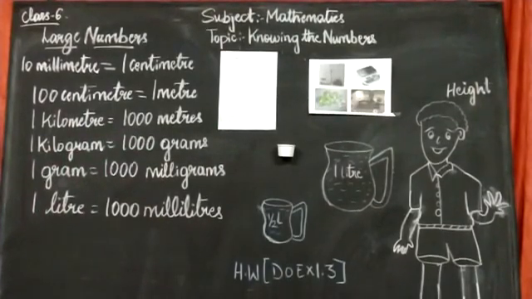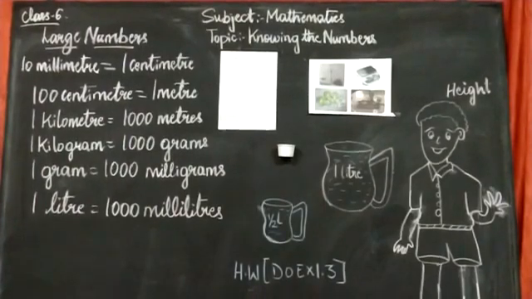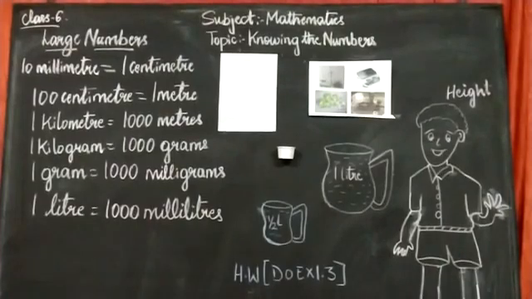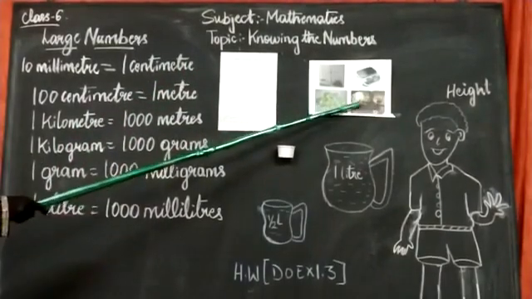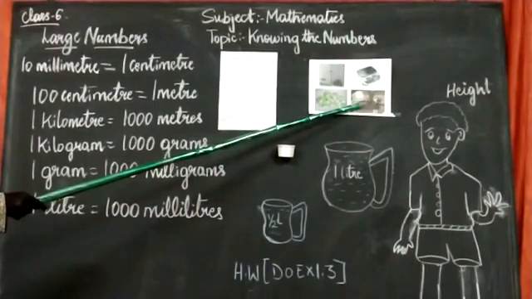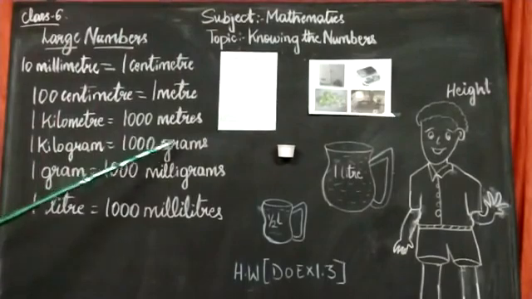Now, you go to a grocery shop, you go to the market, there you buy many things, no? We buy rice, sugar and all in this type of measuring scale. That is, we use kilograms. So, 1 kilogram is equal to 1000 grams.